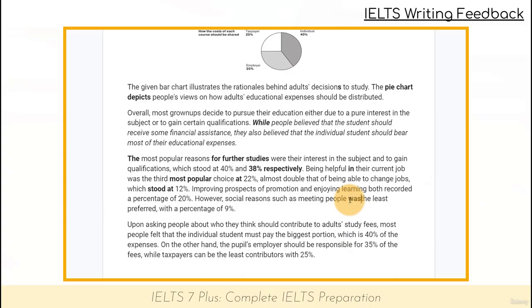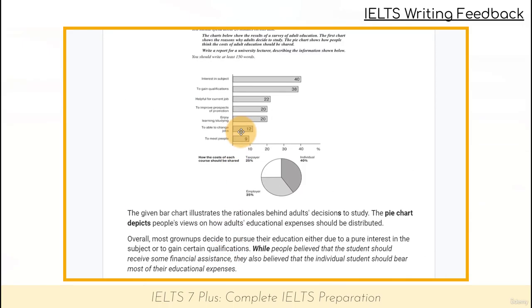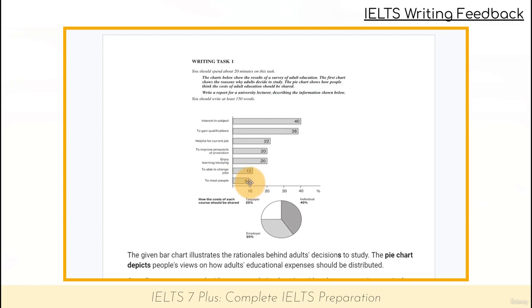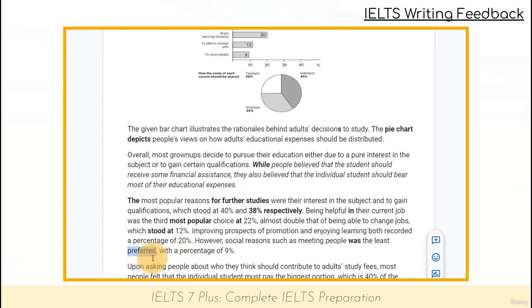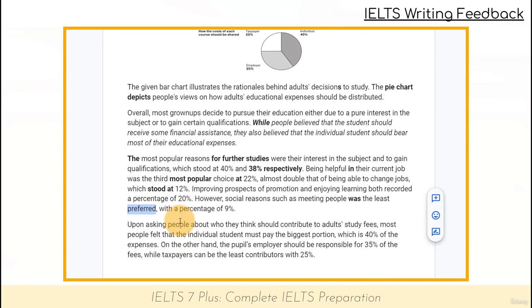Probably want to stick to singular here. Was the least preferred. Is it a preference, really? I suppose was the least recorded choice of taking on further studies.